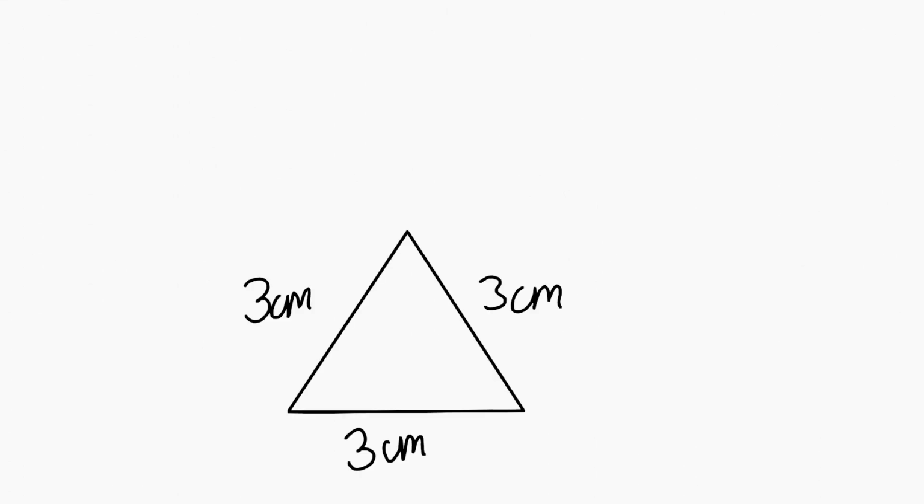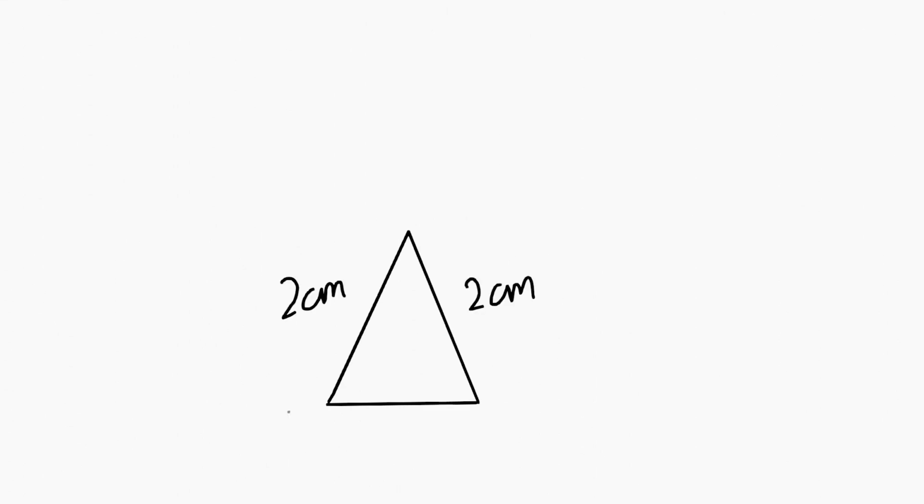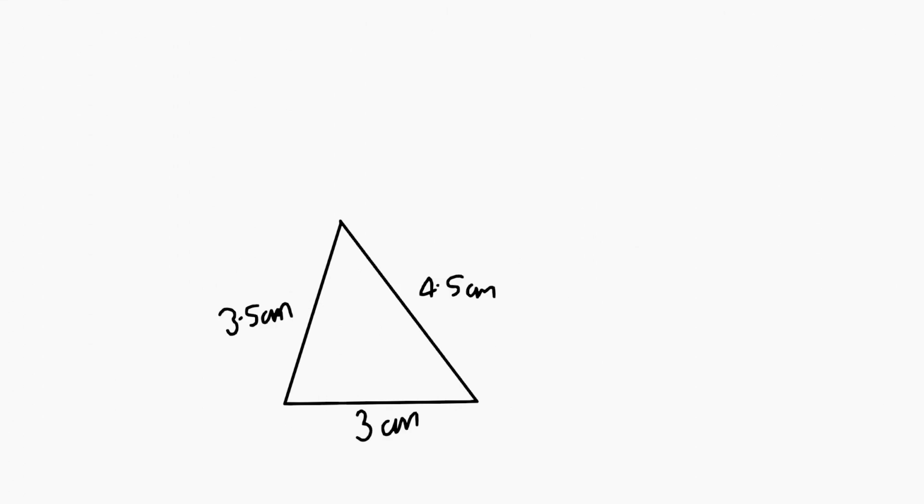Equilaterals have equal sides, they're regular polygons. An isosceles triangle has two sides equal and, as you might have guessed, they have two equal angles. On the non-equal side, scalene triangles have no sides equal. Adjacent sides are sides which share a point.